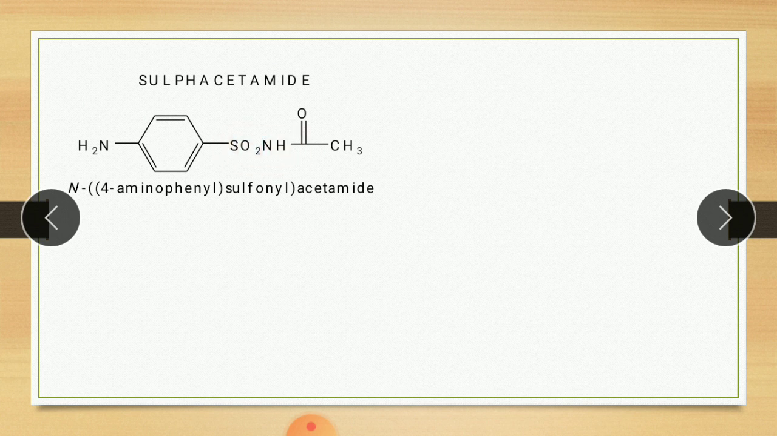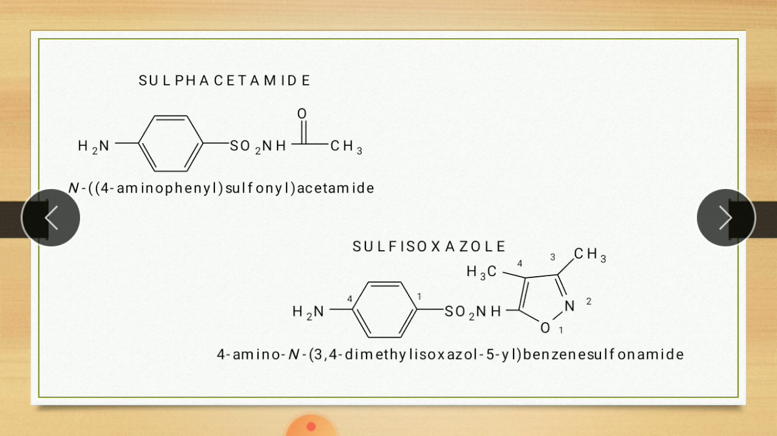Sulphonyl means this group, sulphonyl, and acetamide. So it is an acetamide. So the IUPAC name of this drug is N-(4-aminophenyl)sulphonyl acetamide. Next drug, that is sulfamethoxazole.